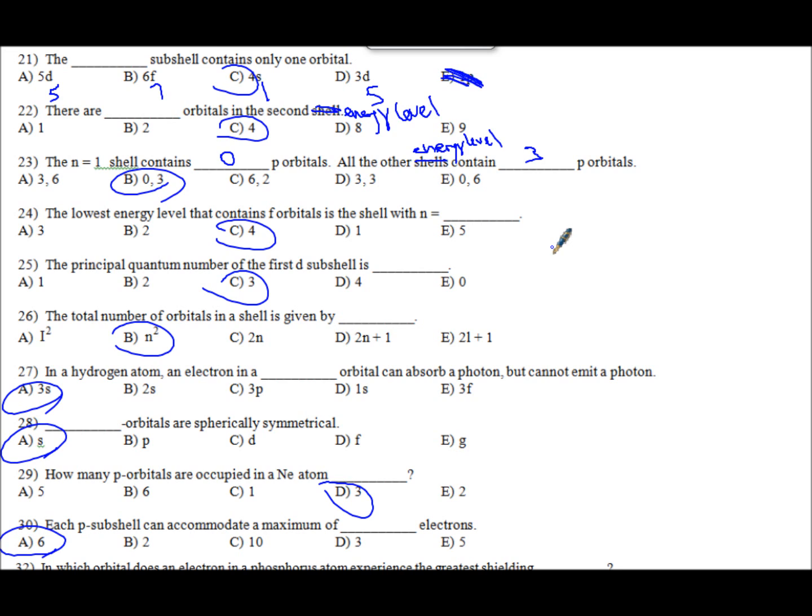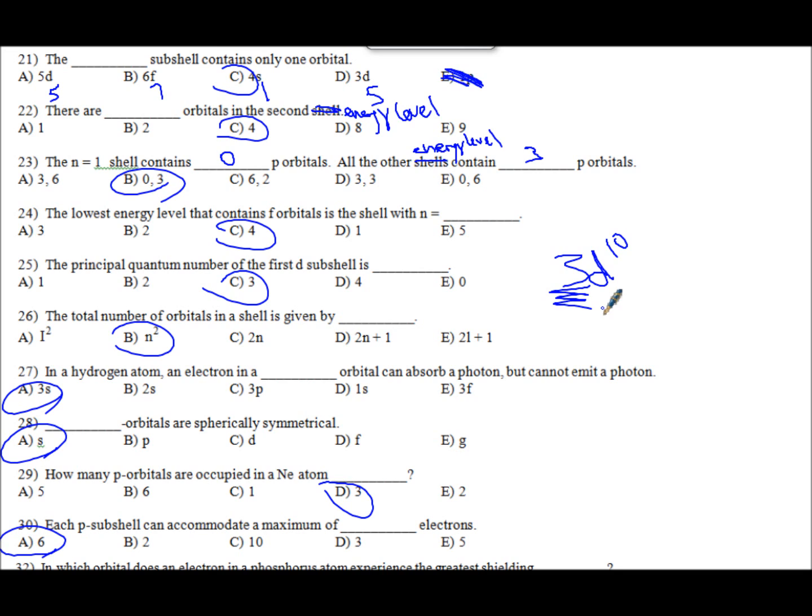25, the principal quantum number. The principal quantum number is when you see like 3D10, this is the principal quantum number. The energy level is also sometimes called the principal quantum number. Make a quick note of that. The energy level is also called the principal quantum number.